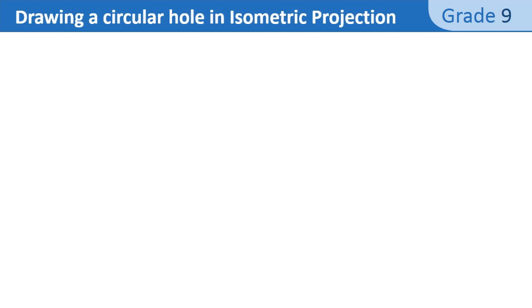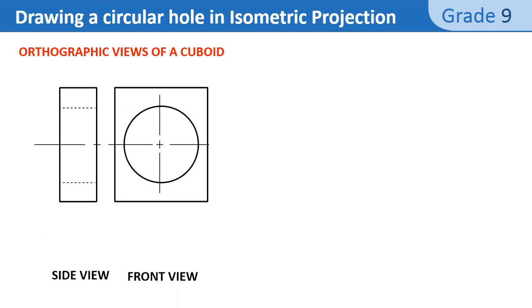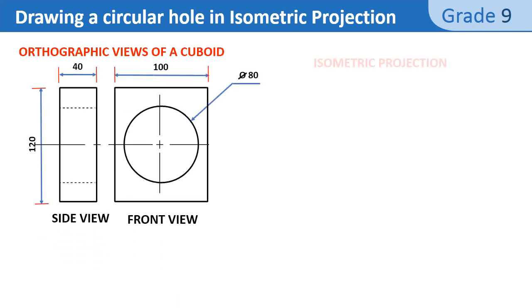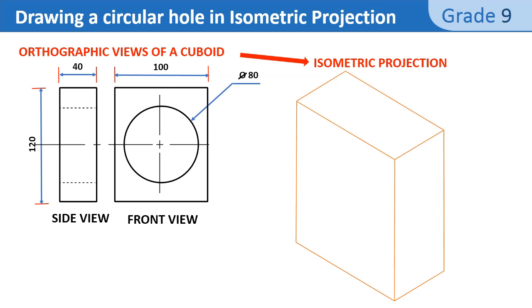Look now at another case where we have a circular hole in a cuboid. So here we have the orthographic views along with the dimensions. First of all, we draw the crate. Obviously, the cuboid will take the shape of the crate. Next step, we draw the square in which the circle will take form. In fact, the circle will be converted into an ellipse.